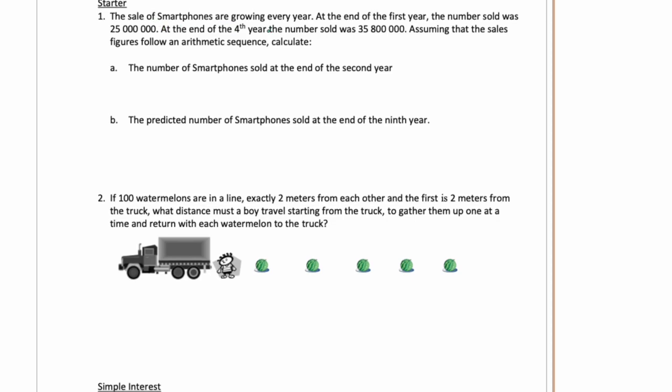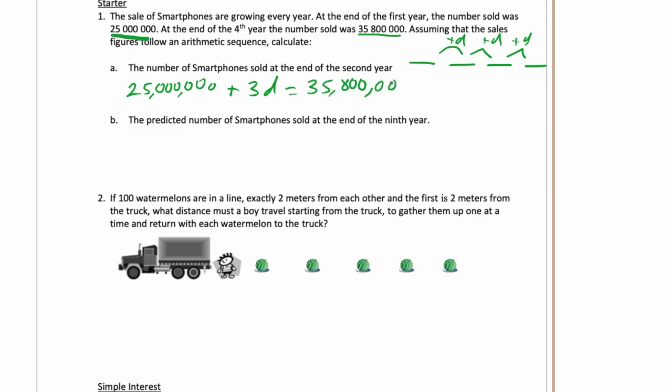The sale of smartphones is growing every year. The first year, the number is 25 million. Fourth year, it's 35,800,000. So this is first year and fourth year. From first year to fourth year, we're adding the common difference each time. Okay, so that means that 25 million plus 3D has to be equal to 35,800,000. You can just solve this equation to get D.